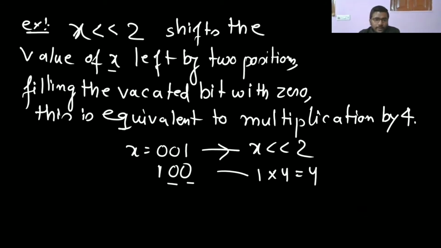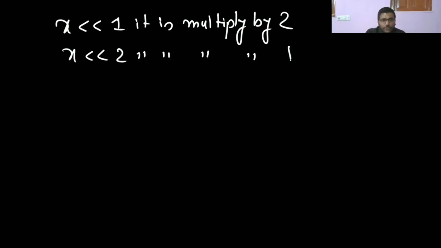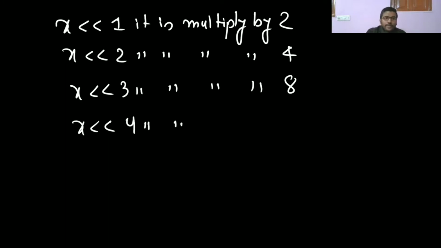So in bits, if you are doing two left shifts, it is multiplied by 4. If you do one left shift, it is multiplied by 2. Two left shifts, it is multiplied by 4. Three left shifts, it is multiplied by 8. Four left shifts, it is multiplied by 16.